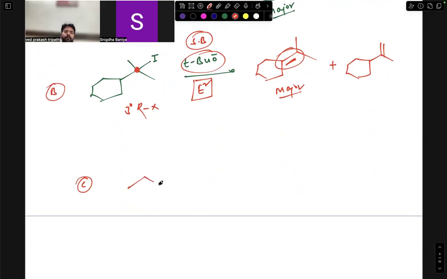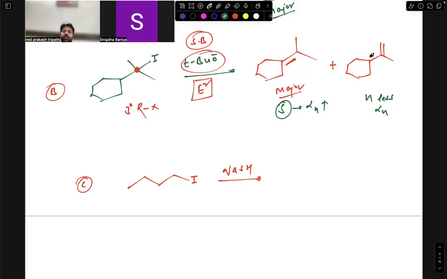Actually, let me see. Tell me what is happening. I'm trying to remember the Zaitsev and Hofmann. Yes, when you said Hofmann, Saytzeff is the more alpha H and Hofmann is the less alpha H. But isn't that a bulky base? So wouldn't Hofmann be major? Oh, yes, you're right.